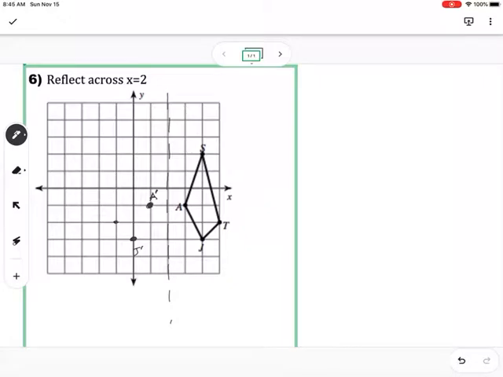T, we're going to count 3 away. And then S is 2 way up here. And then you just redraw your figure. I wasn't happy with that line. Okay, so you can see there's our mirror image reflection, and it's reflected across x equals 2. It may ask you for the coordinates of these on some of them, and that's something I'm pretty confident you know how to do.